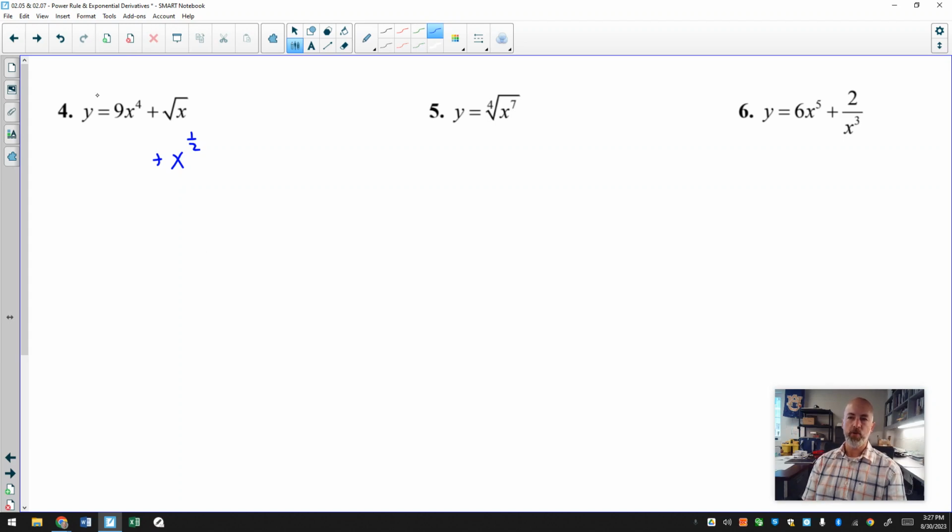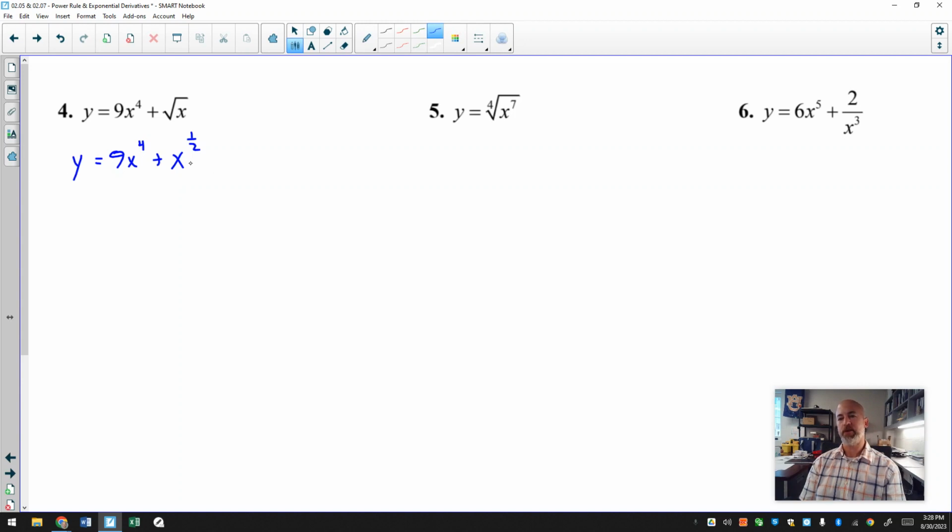And 9x to the 4th, that is ready to go. I don't need to change that because that is in prime condition to be differentiated. So I'm going to leave that alone. Please do not, for the love of all that's holy, differentiate the 9x to the 4th and only rewrite square root of x as x to the 1/2. You don't want to have a blend of one thing differentiated and one thing not differentiated.